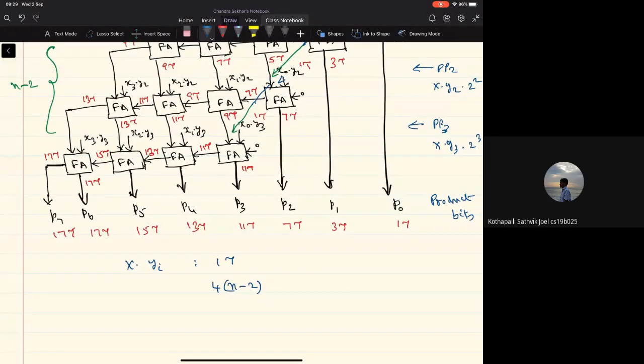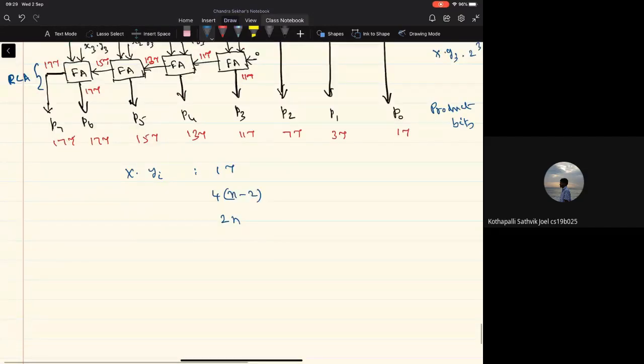If you look at the final full adder stage here, this is a simple ripple carry adder, and we know that the delay of the ripple carry adder is 2n. So the total delay is 1 plus 4 multiplied by n minus 2 plus 2n, which gives an expression in terms of n as 6n minus 7. You can verify that for n equal to 4, it is 24 minus 7, that is 17 tau.